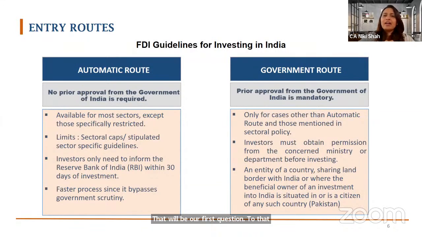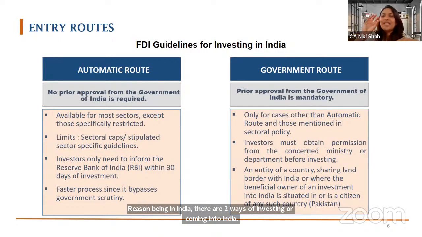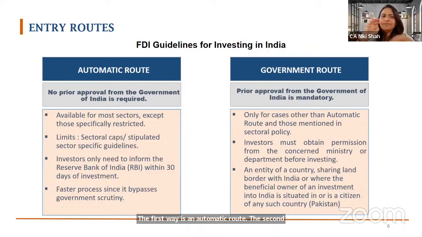The reason being, in India there are two ways of investing or coming into India. The first way is the automatic route. The second way is the government approval route. Automatic route means RBI or the government says, if you want to set up a business in India, I have already laid down my rules and regulations. Just follow those rules and regulations.